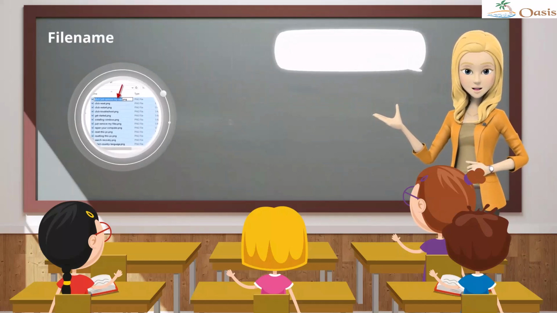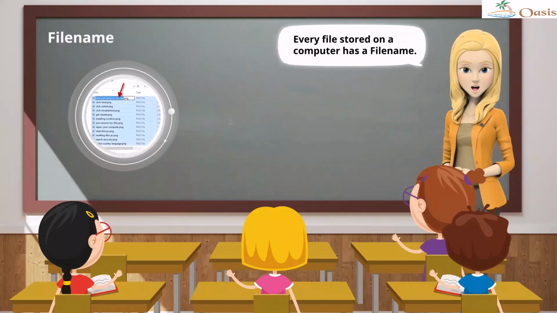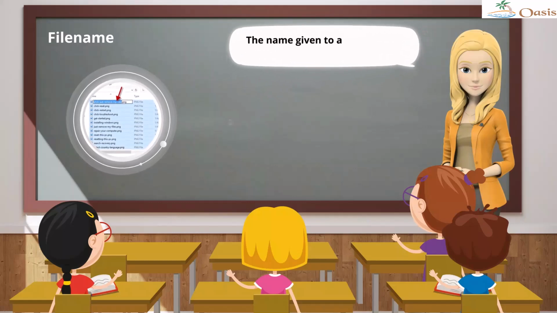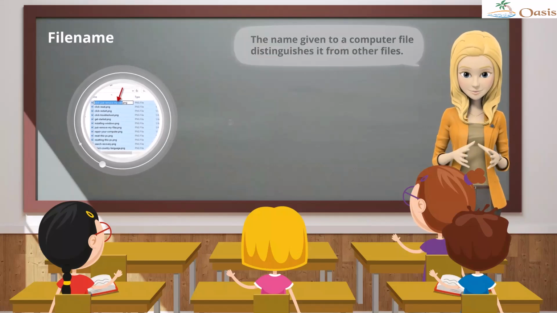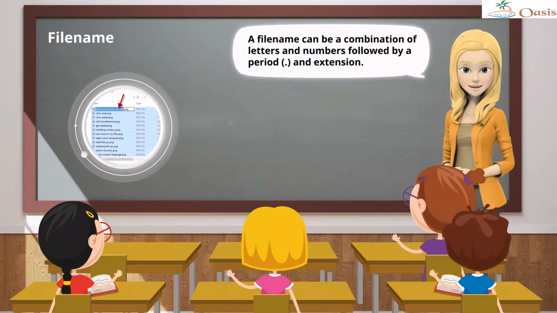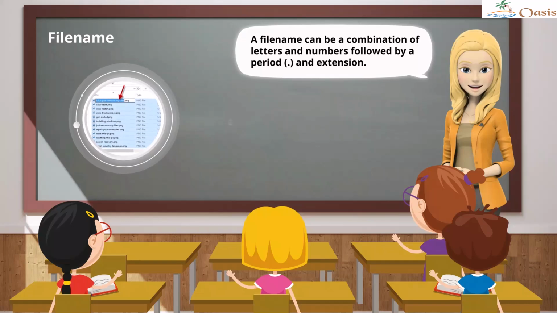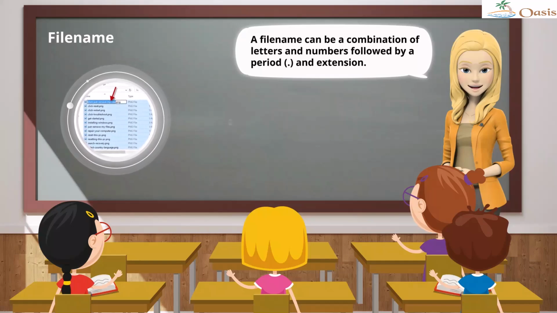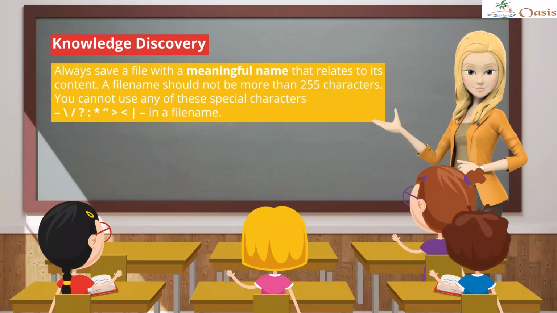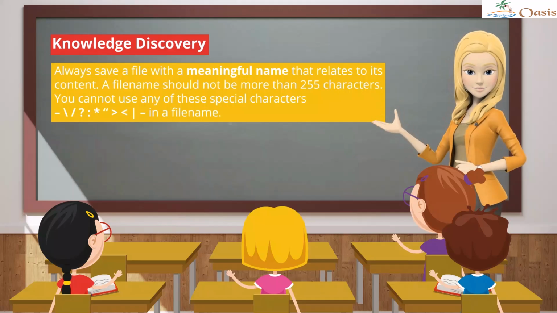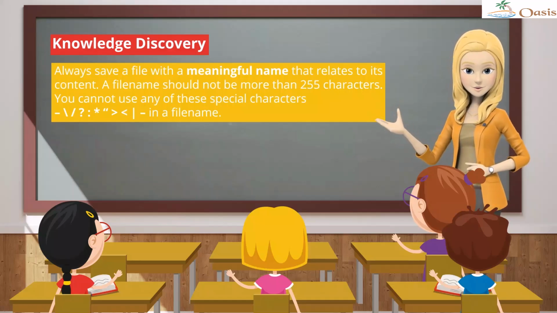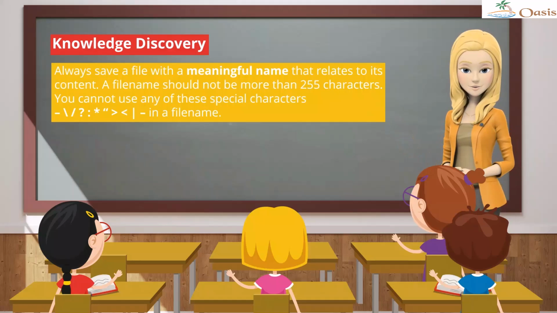File name. Every file stored on a computer has a file name. The name given to a computer file distinguishes it from other files. A file name can be a combination of letters and numbers followed by a period and extension. Knowledge discovery. Always save a file with a meaningful name that relates to its content. A file name should not be more than 255 characters. You cannot use any of these special characters in a file name.